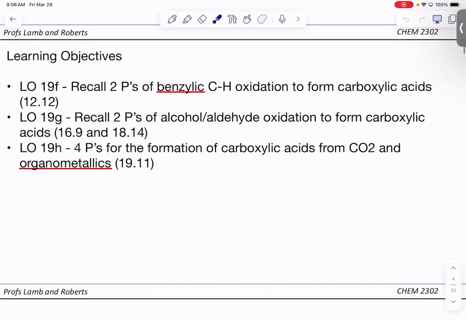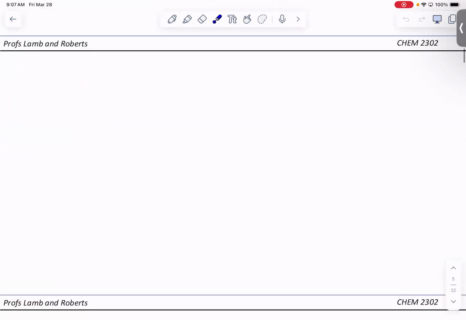We'll have 3 learning objectives, 2 of which are actually recalls, meaning you've learned these before, either earlier in this class or in 2301, as you see in chapter 12.12. So we'll go over those again, as carboxylic acids are very important functional groups, and they can be made into a lot of other functional groups that we're interested in. All right, let's go ahead and launch into this.